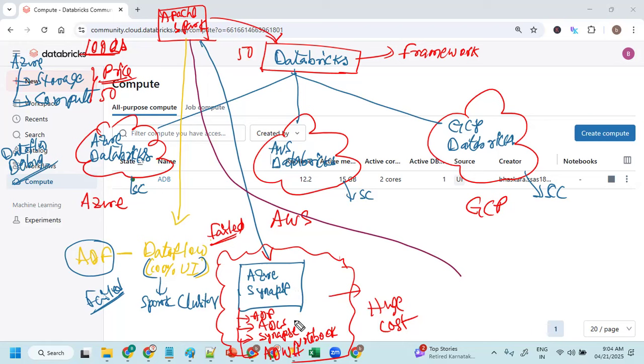Because the cluster is going to be too much cost and it's taking longer time, and it's not much more flexible for the users. So because of that reason, Microsoft Fabric came into picture.